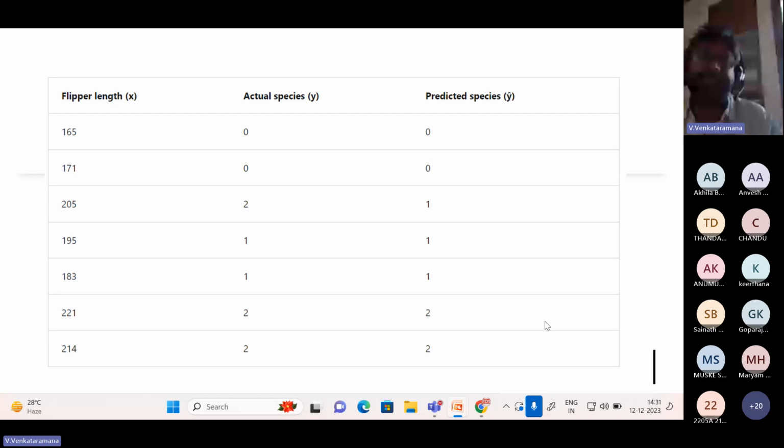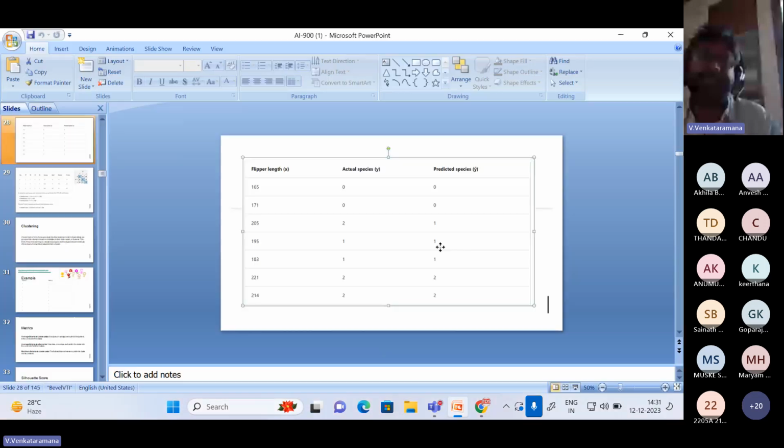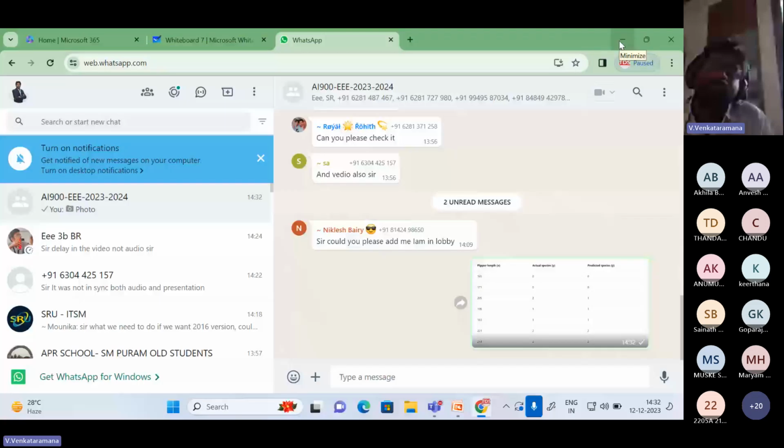Now tell me, friends, by seeing this, I will share this data also in the WhatsApp group. So now help me to build the confusion matrix for this categorical cross entropy loss function. But the confusion matrix is slightly different when compared to binary classification. Please help me to build the confusion matrix for this case.